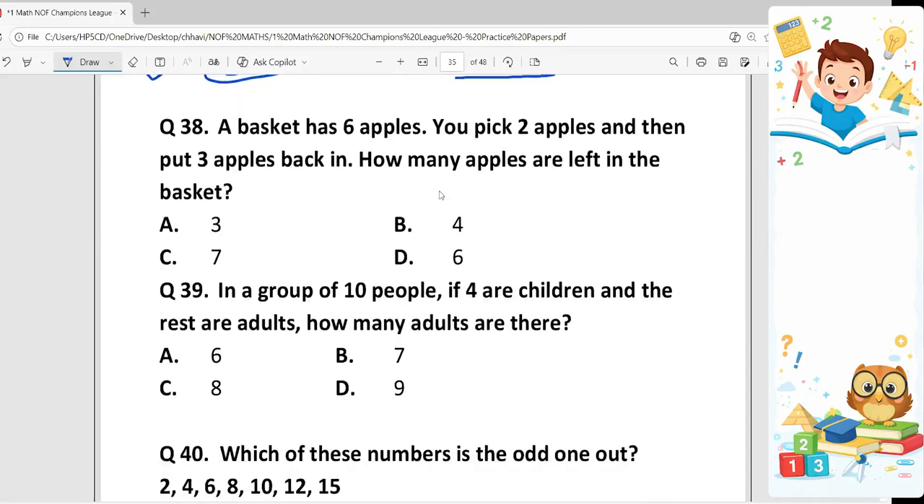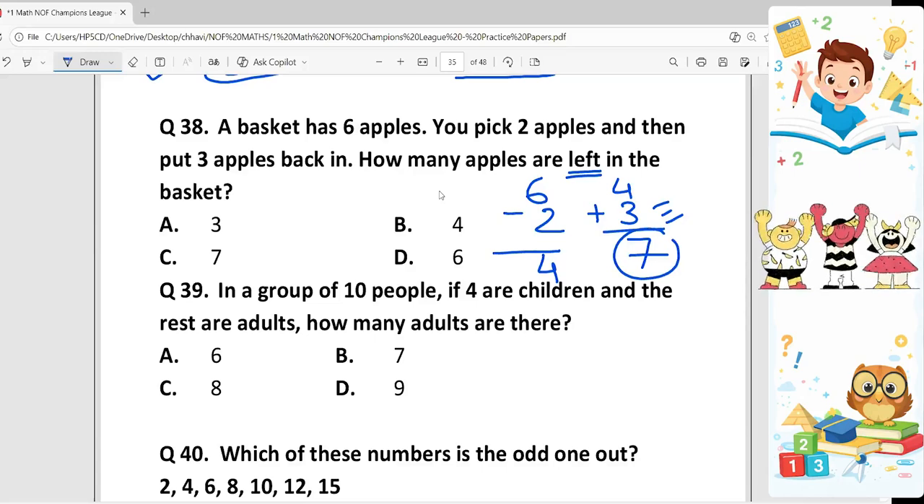38. A basket has 6 apples. You pick 2 apples and then put 3 apples back in. How many apples are left in the basket? Left means you have to subtract. Now you have 6 apples. You pick 2 apples. So we subtracted, it became 4. Now there were 4 in the basket. Then you put 3 apples back in means you put 3 apples inside. So now in the basket there are 7 apples. 4, 5, 6, 7. 7 is the correct answer. So option C is the correct one.